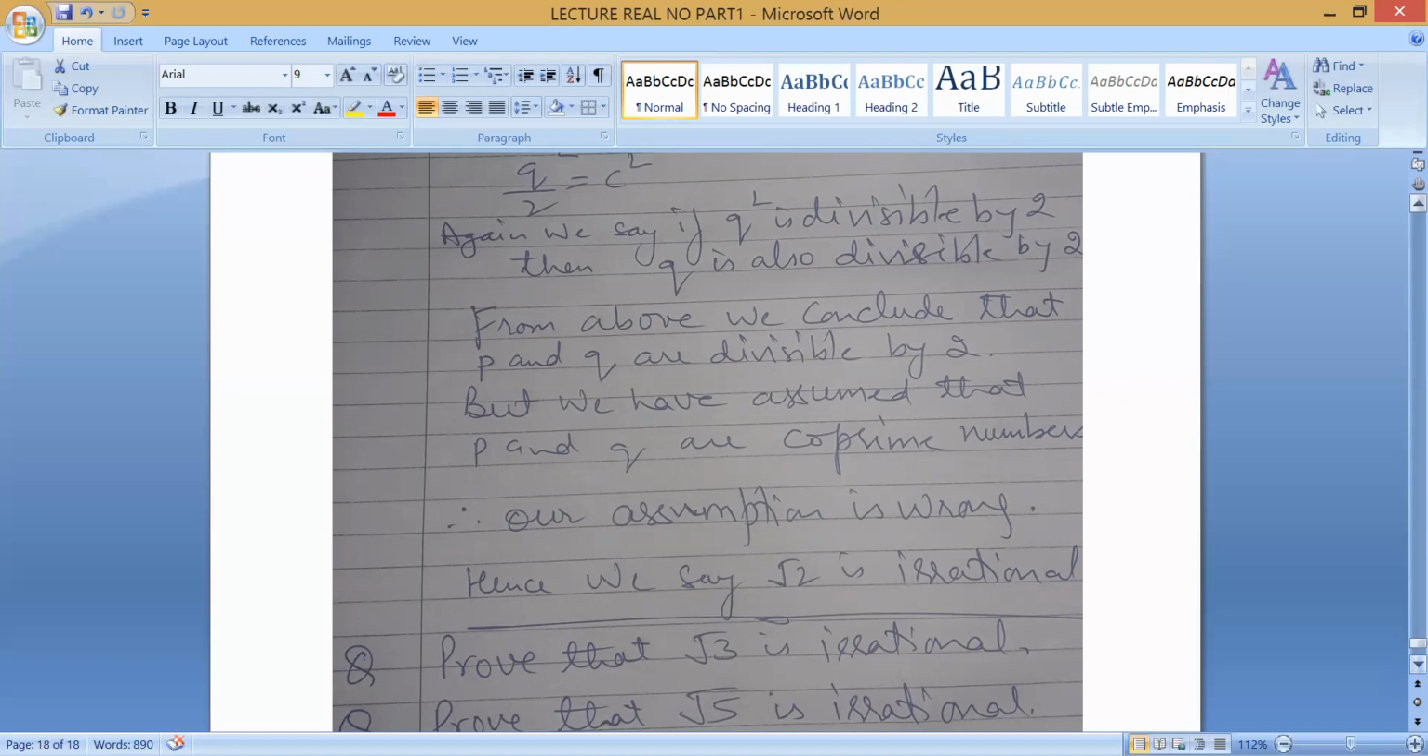Now you can do the questions of this type: prove that root 3 is irrational, prove that root 5 is irrational. You can do these questions, but you have to follow the same steps as in the previous question.